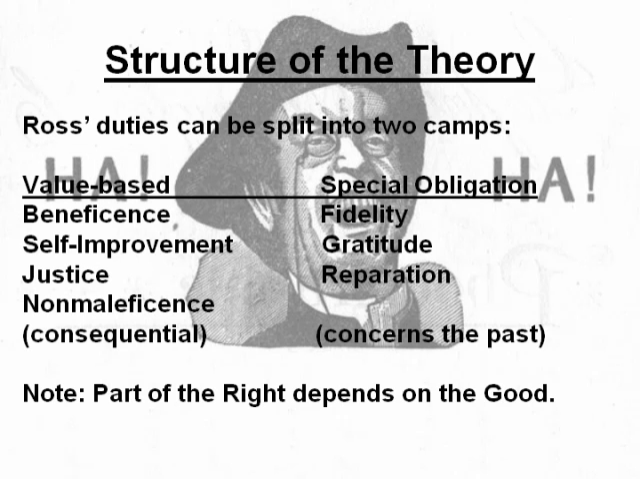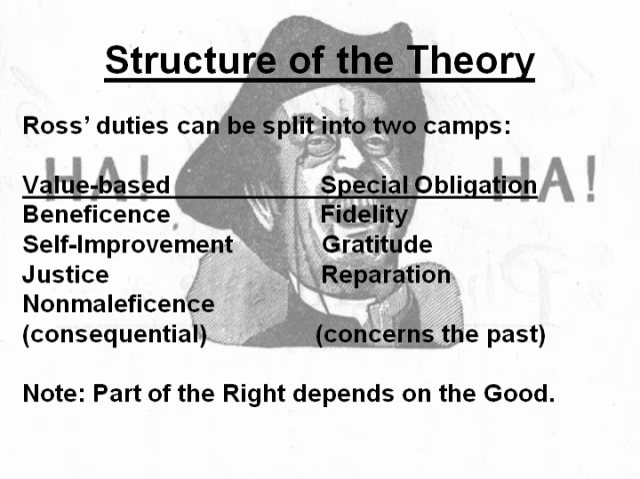So this brings us back to understanding our theory. We may be able to split Ross's duties into two different camps. We may be able to say that some of his prima facie duties are more value-based and to some extent more consequential. Special obligations, however, are things that concern the past or concern ideas associated with particular human relationships.